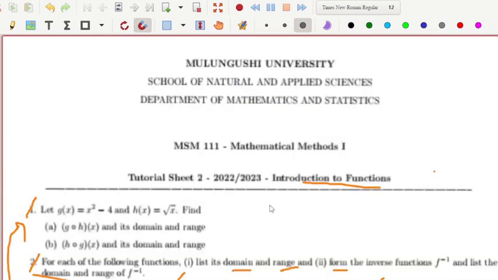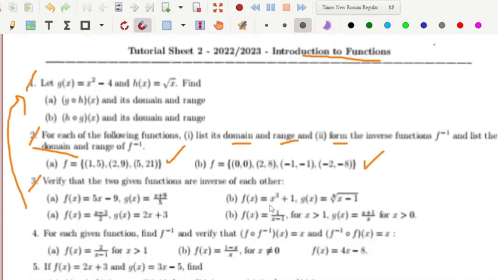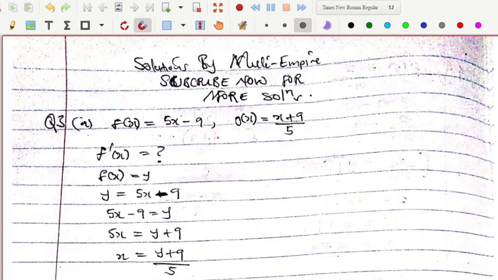So now let us move on to the other question, which is question 2. Question 2 is talking about verifying whether the two given functions are what? Inverse. So each time when you hear inverse, it's more like you're finding the inverse. For you to have a better understanding, pick any of these functions and find the inverse. If the inverse of that function is similar to the other function, meaning that those two functions are inverses of each other. This is how you do it.